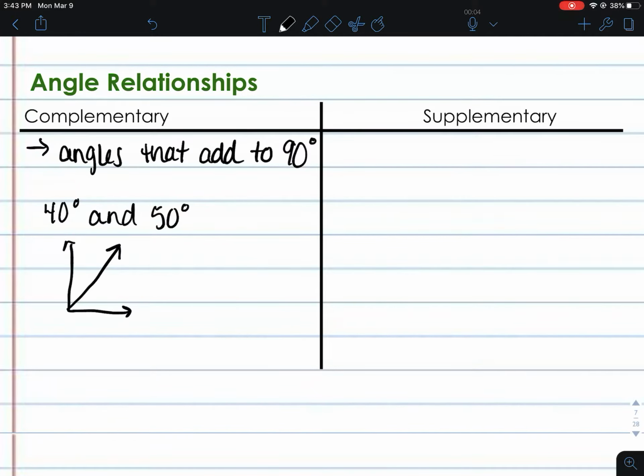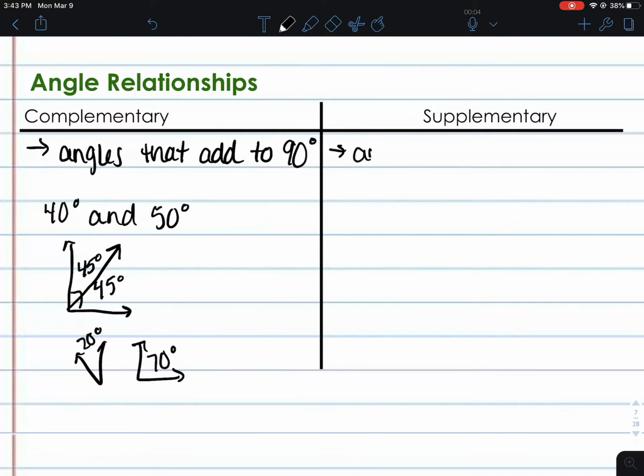So sometimes they look like this, where this one might be like 45 and 45. Their sum is always 90 degrees. Sometimes they're not connected, they're separated, but the idea is the same. Maybe this was 20, and then you have another one that's 70 degrees. All of those are complementary.